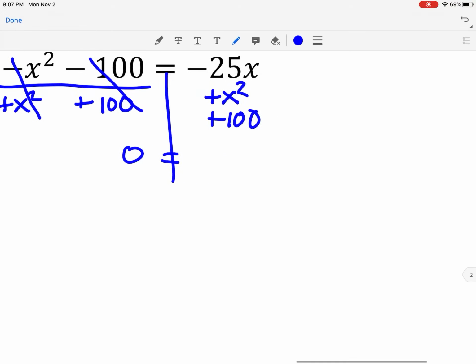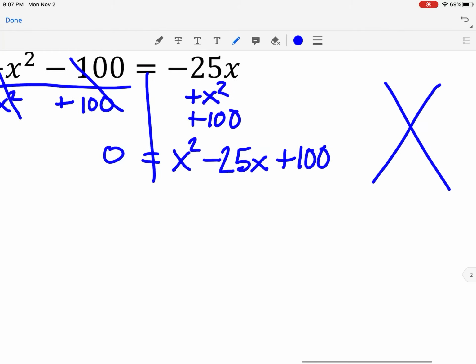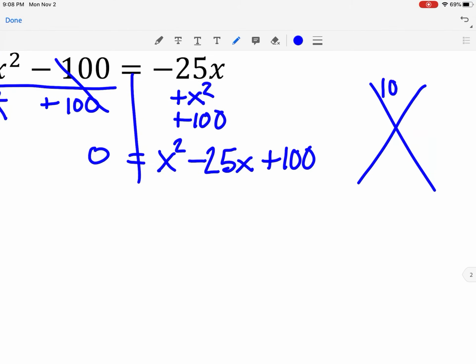And let's do step 2 right now. So I have to write all of these in standard form. So the x squared term goes first, and then the x term, and then the constant. And now I'm ready to factor.